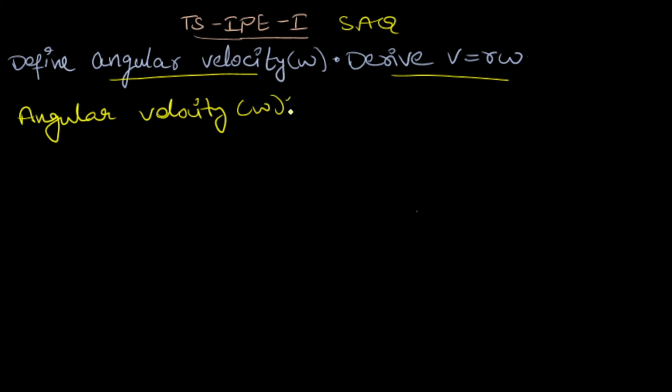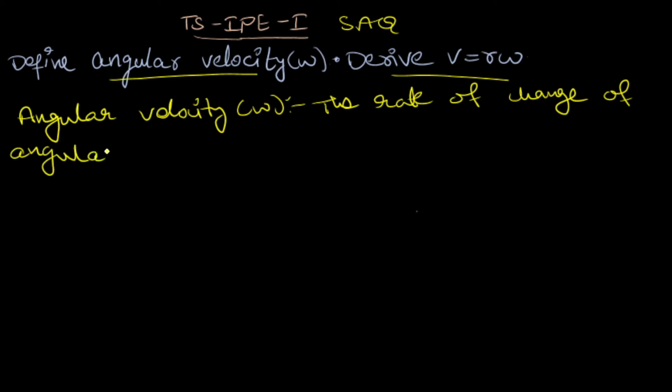Angular velocity, which is denoted with omega. It is the rate of change of angular displacement is called angular velocity. Okay, the rate of change of angular displacement is called as angular velocity.